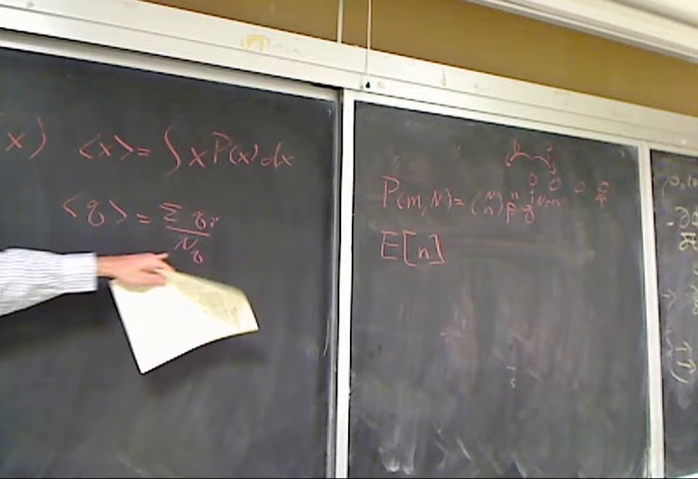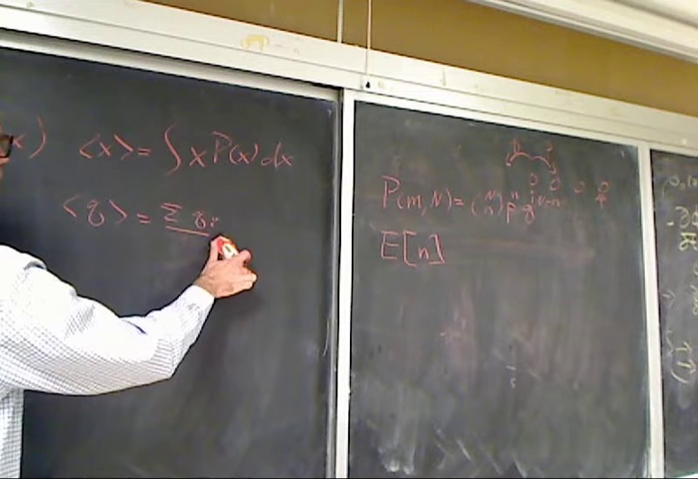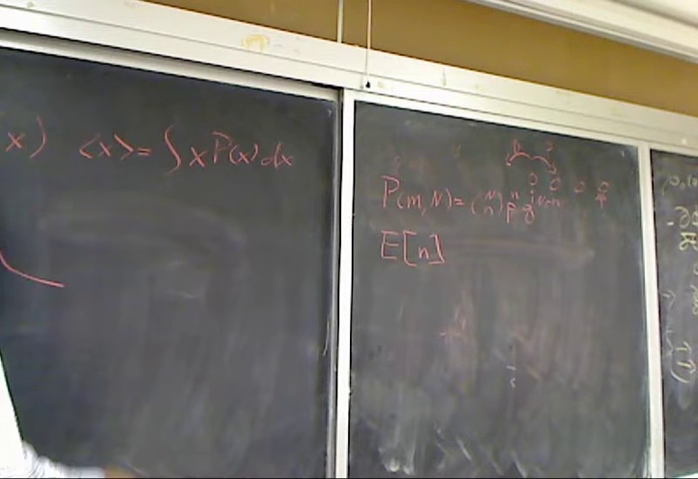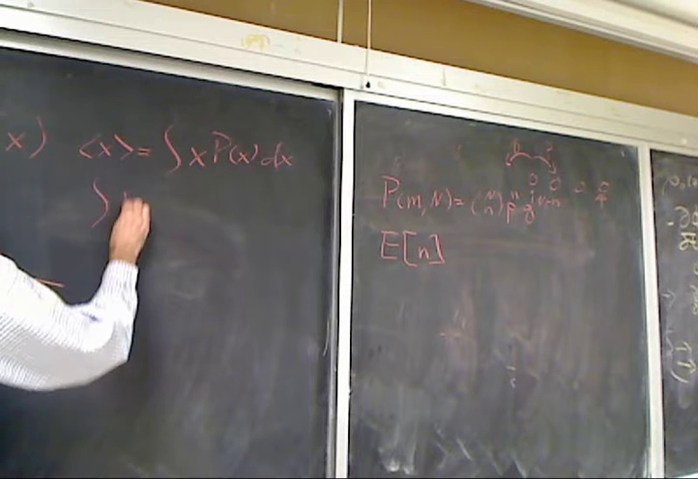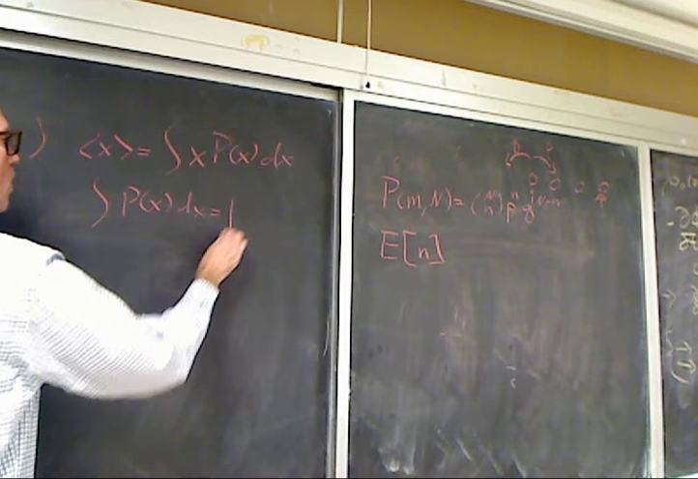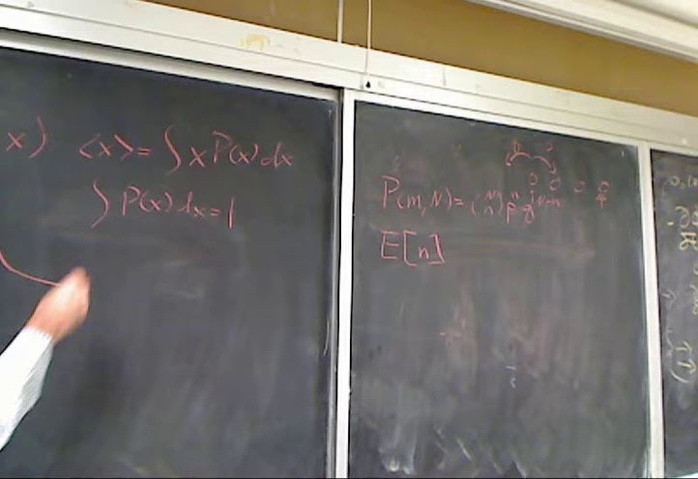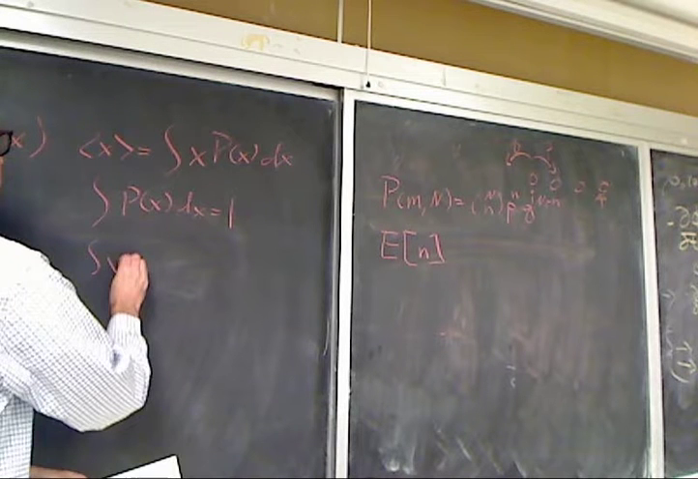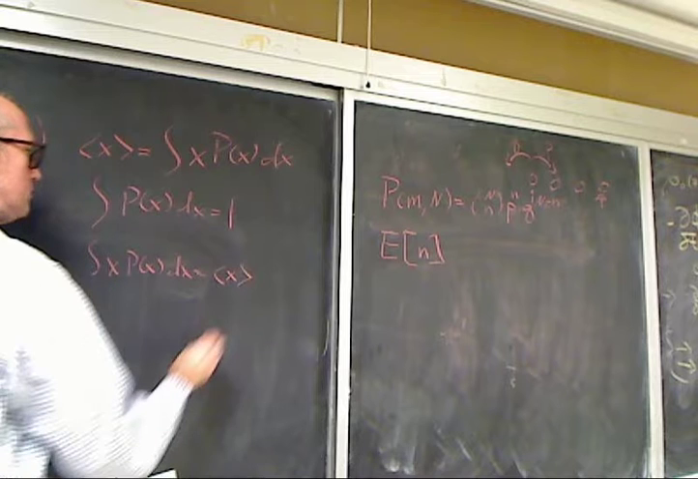We don't want to divide by the number. We don't want to have to count all the time. So we make it so that our probabilities are all normalized. So the integral of P of x dx equals 1. That way we don't have to divide by how many things we had. We just have the probability distribution. So the integral of P of x dx is 1. The integral of x times P of x dx is just the average of x.